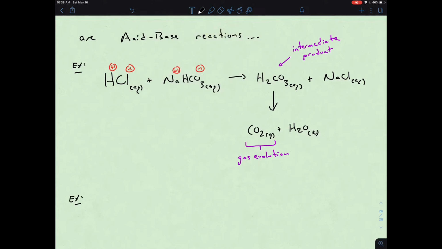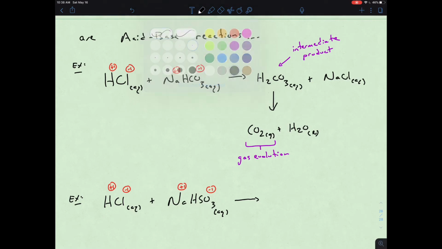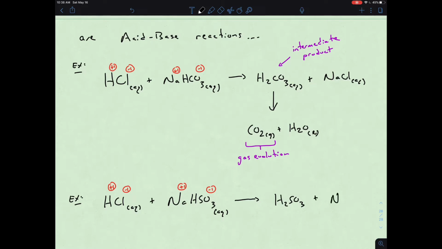We could take HCl and react it with sodium bisulfite. And again, we're just doing a simple ion swap, swapping our pluses with our minuses, and we end up with H2SO3 plus sodium chloride.